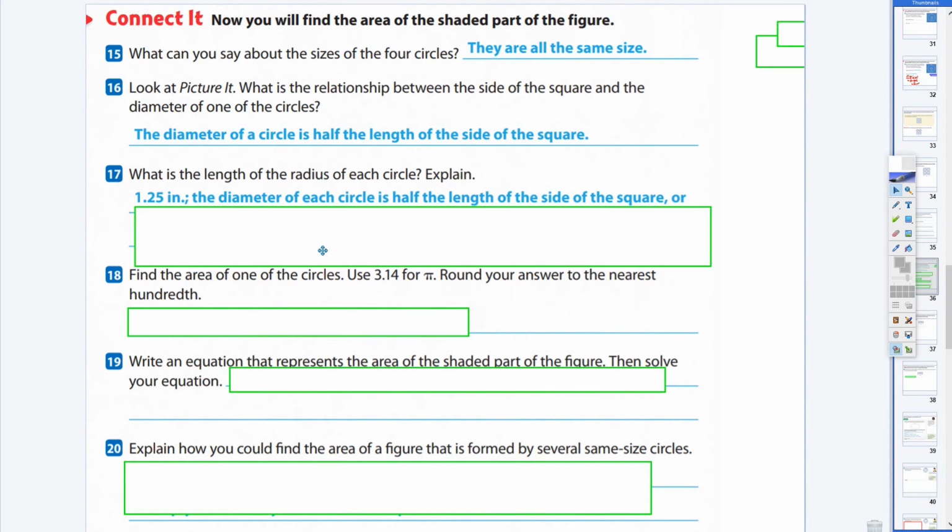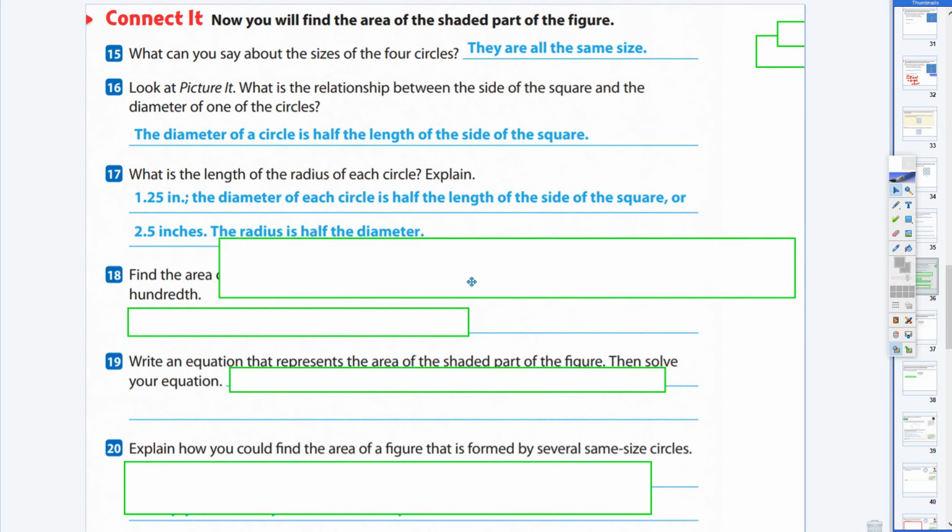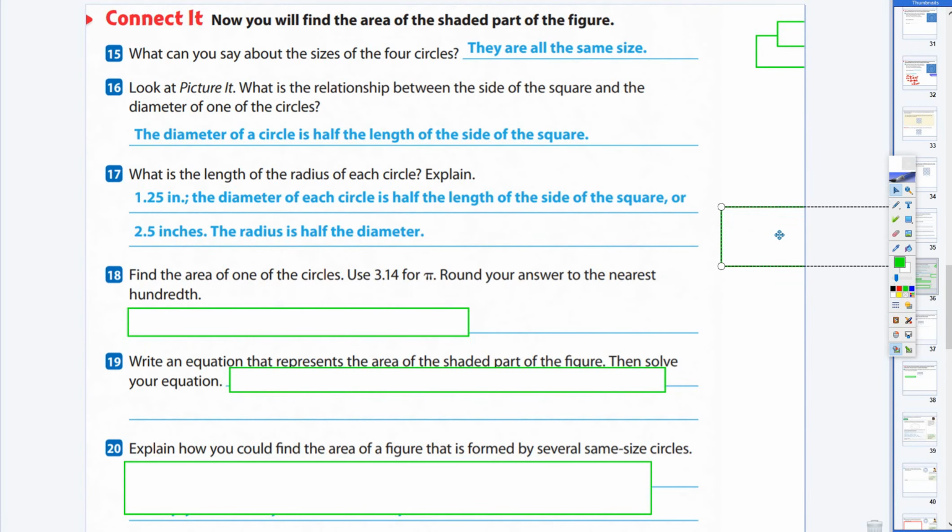The answer is 1.25 inches. And again, explaining it, the diameter of each circle is half the length of the side of the square we just showed you, or 2.5 inches, because half of 5 is 2.5 inches. And the radius is half the diameter, which is 1.25 inches.